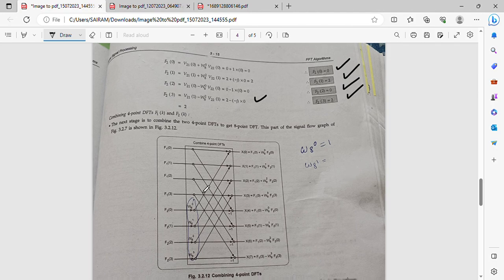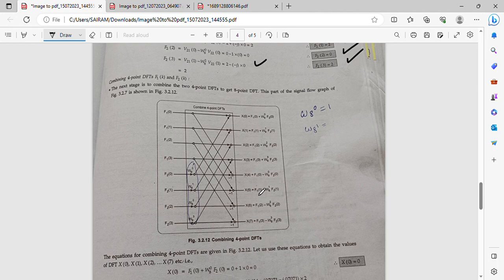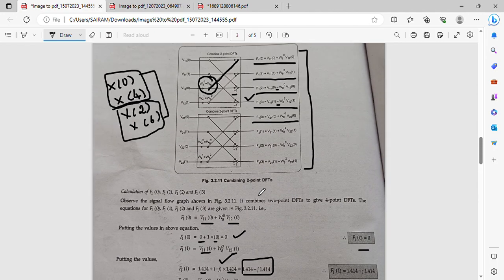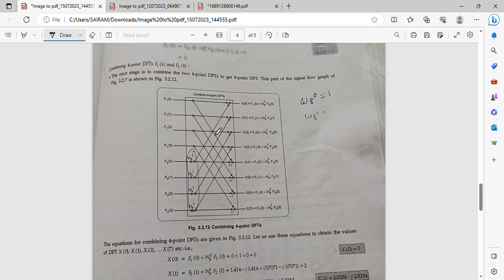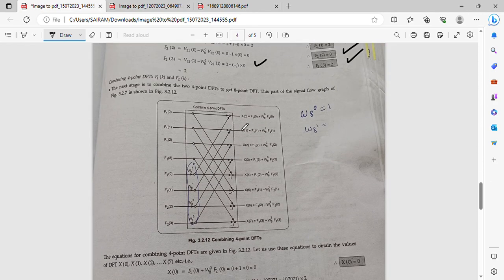So now this is also a combination of 4-point DFTs, I mean the 8-point DFT. So these 4-point DFTs are getting combined together to form the 8-point DFT. So my equation is x of 0 is equal to f1 of 0 plus omega a to the power of 0 into f2 of 0. So that is, see, this f2 of 0 into omega a to the power of 0, there is a diagonal line that is coming and it is reaching this particular point, right?